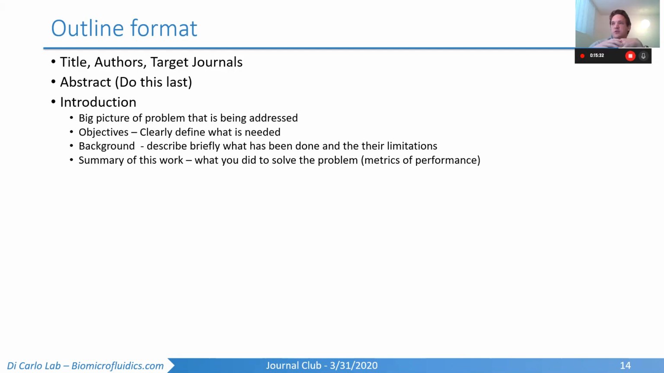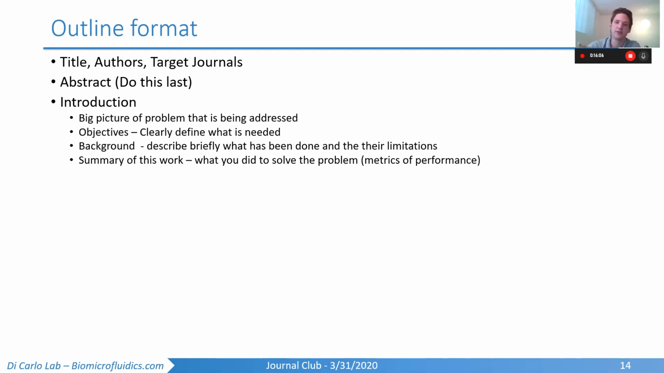In your introduction, I tend to try to break it up like this. First, you're going to want to start with the large picture: what is the problem being addressed? Then you're going to focus in on the objectives, clearly defining what is needed. Where is there a gap? Discuss what the background is: what have people done, and what are the limitations? Then summarize what we are going to do to solve this problem or fill this gap or fill this understanding.